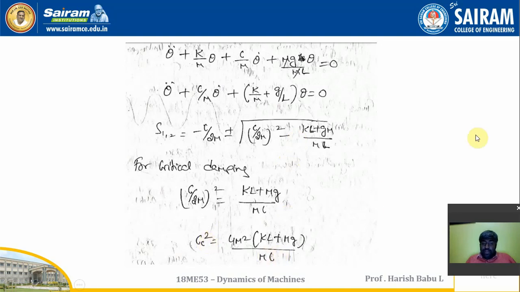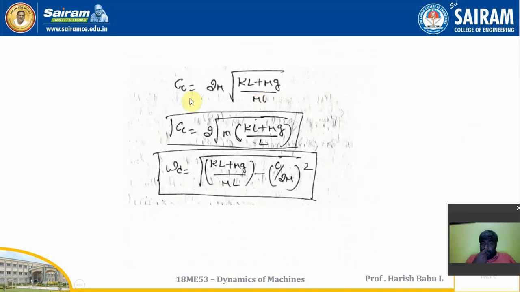So when I substitute, I'm going to get the equation Cc equals 2m root of (kl plus mg) divided by m into l. So Cc will be equal to 2 root of m (kl plus mg) divided by l, or you can simplify that. The damped natural frequency will be equal to root of ((kl plus mg) by ml minus (c by 2m) whole square).